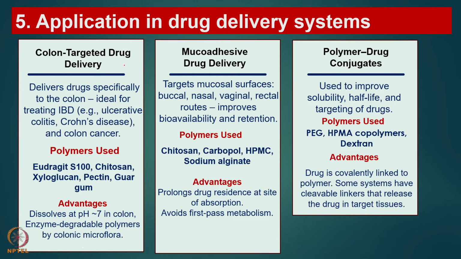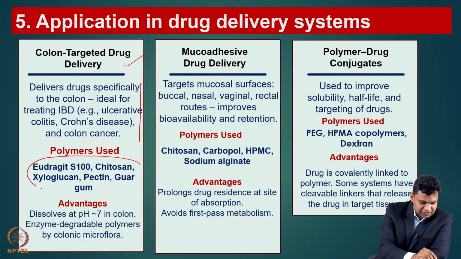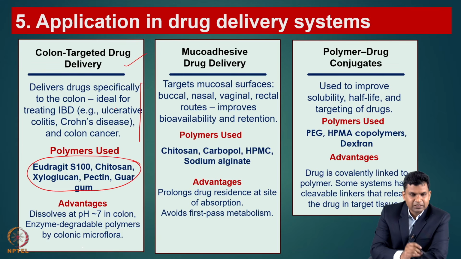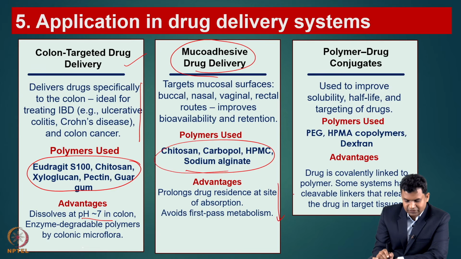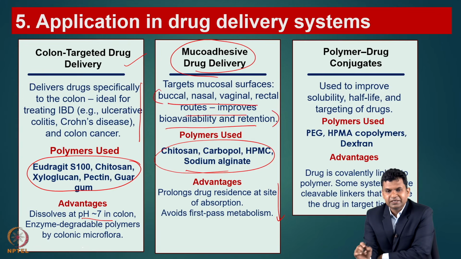Now, you can also go with colon targeting. These are the various diseases, and these are the polymers which can be used for colon targeting systems that will respond or release the drug molecule at colon pH. And here is the mucoadhesive system, which we have already discussed. These are the various mucoadhesive polymers that will sit at the mucus space, and we can also avoid first-pass metabolism. And here these are the surfaces which contain the mucus system, which will improve bioavailability and retention.